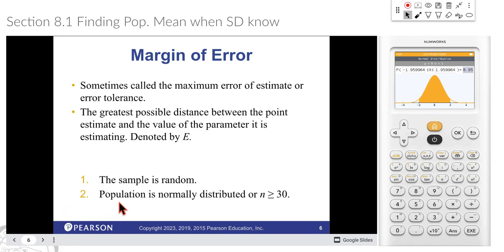Again, we're going to see how our calculator will calculate this for us, but there's also a formula. And two things that are required is that the sample has to be randomly generated for all this to work, and the population, remember this from before, has to either be normally distributed, or if it's not, the size of the sample has to be greater than or equal to 30. So if it's normally distributed, it could be any size. If it's not normally distributed, or if it's unknown, we need a sample size of at least 30. And in that case, our error will be this formula.